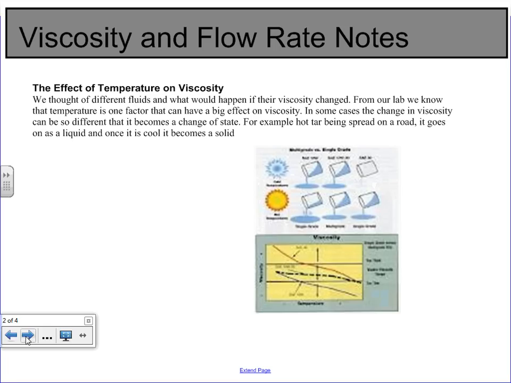So, the effect of temperature on viscosity. We thought of different fluids and what would happen if their viscosity changed. From our lab, we know that temperature is one factor that can have a big effect on viscosity. And in some cases, a change in viscosity can be so different that it becomes a change of state. For example, hot tar being spread on a road. It goes on as a liquid, and once it cools, it becomes a solid.